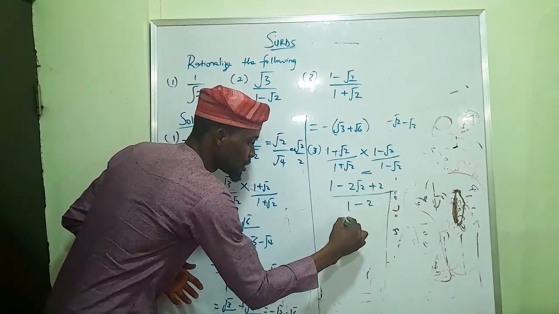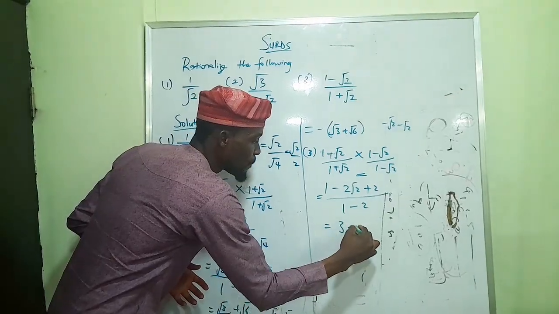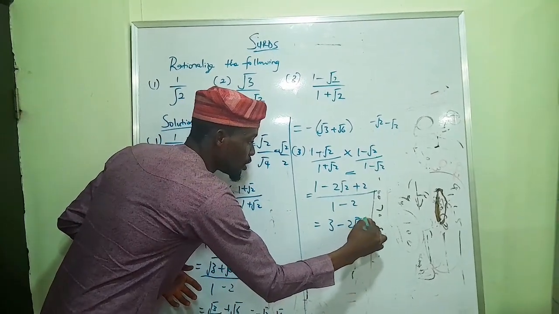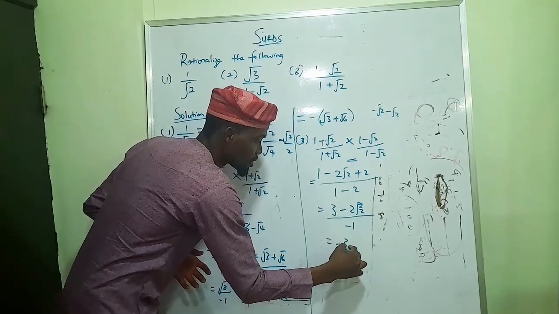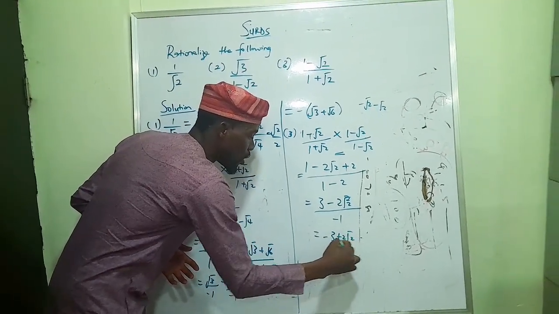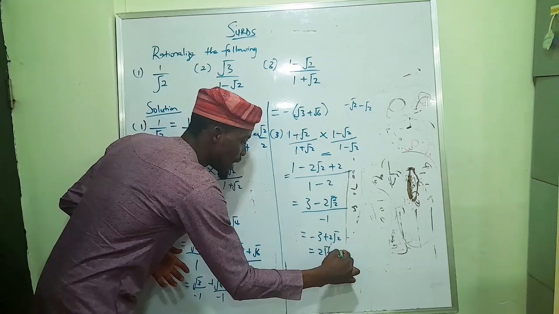So 1 plus 2 is 3 minus 2 root 2 all over minus 1. Finally, this becomes what? Minus 3 plus 2 root 2 or 2 root 2 minus 3.